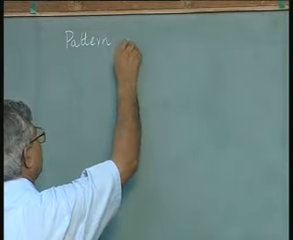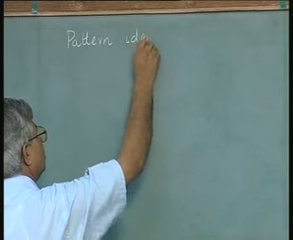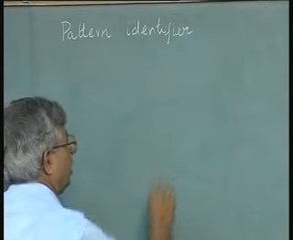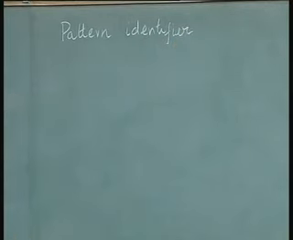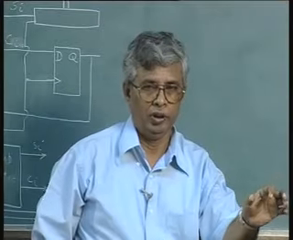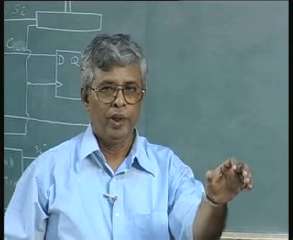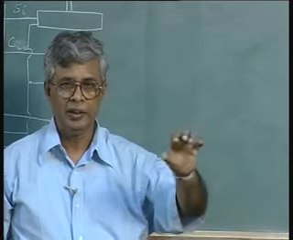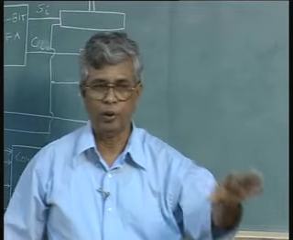identifier, I do not know, you can call it anything you like. All it does is to compare whether a particular pattern has occurred. If a particular pattern has occurred, it has to give an output. In the absence of the given pattern occurring, it should not give an output, the output should be 0.